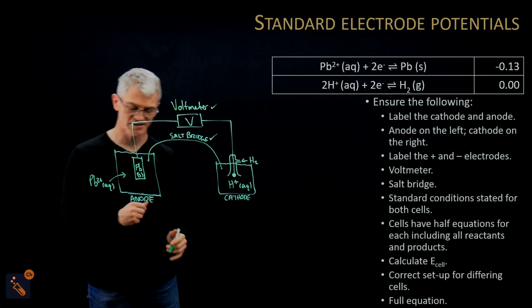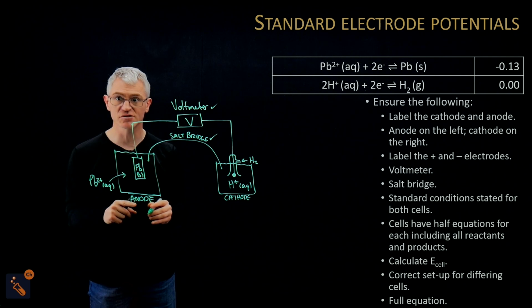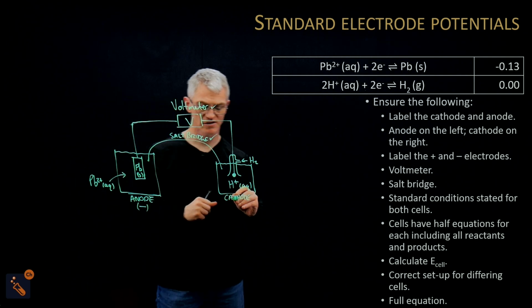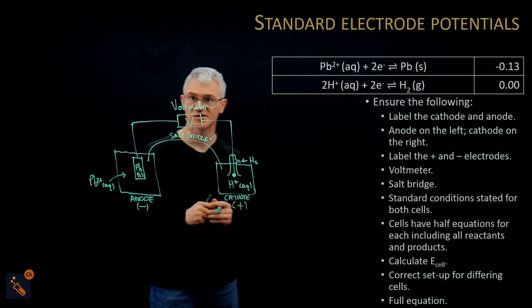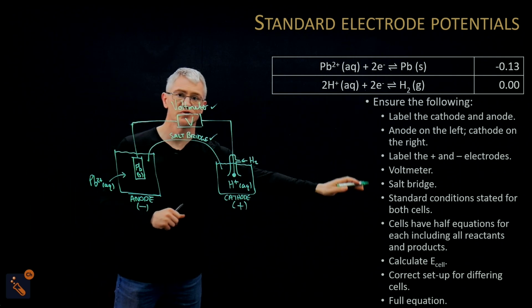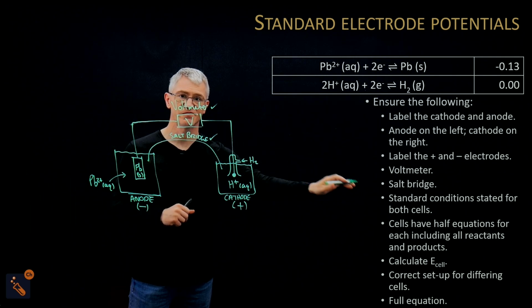Label the plus and negative electrodes. Anode loses electrons, therefore that's going to be the negative. That gains electrons, therefore it's going to be the positive. Okay, voltmeter's done. Salt bridge is done. I'm very close to getting all the marks here. Standard conditions stated for both cells.